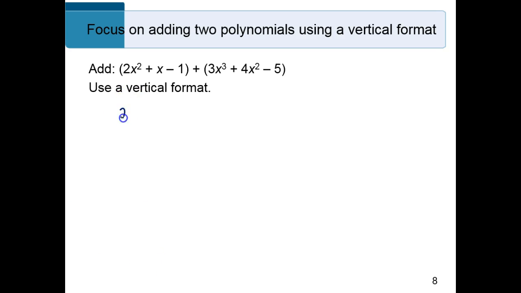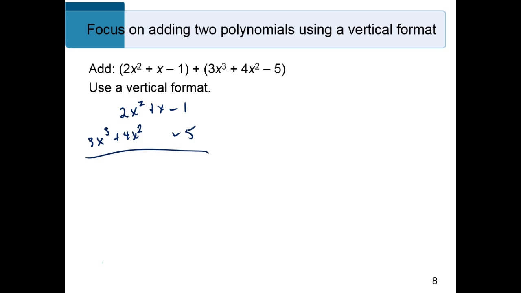Okay? 2x squared plus x minus 1, and add to that 3x cubed plus 4x squared minus 5. Now notice what I did. I was very selective in how I vertically put these in place. Because what is the only thing you can add? Like terms, or sometimes called similar terms. And is 2x squared similar to any term over there? 4x squared. So that's why I put those together.